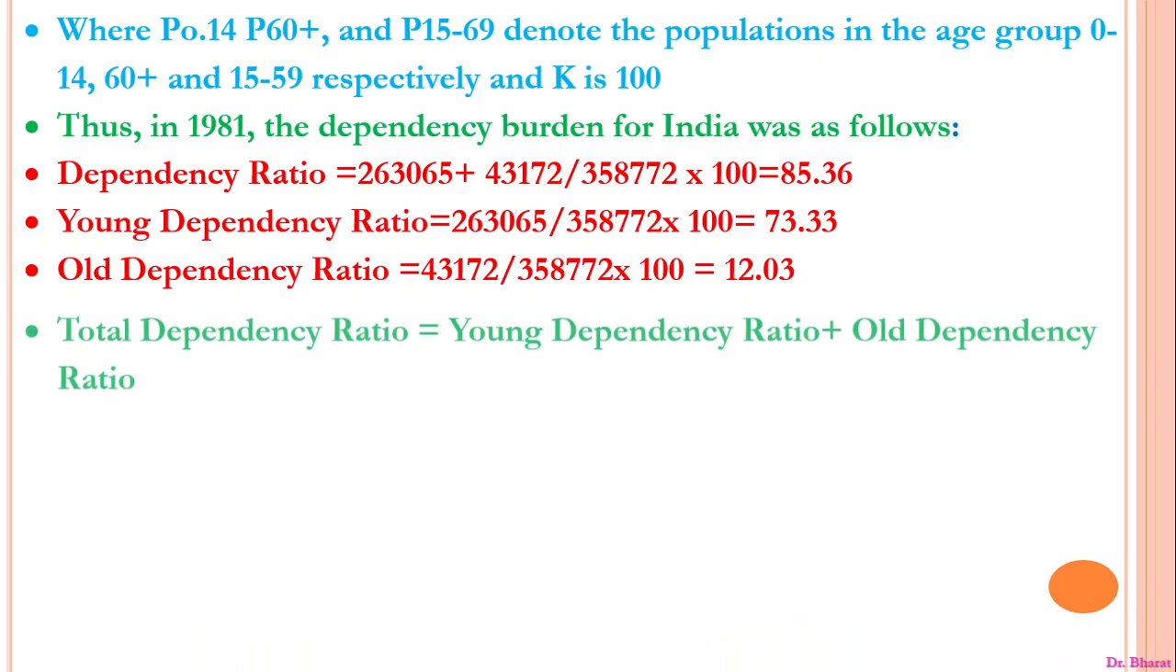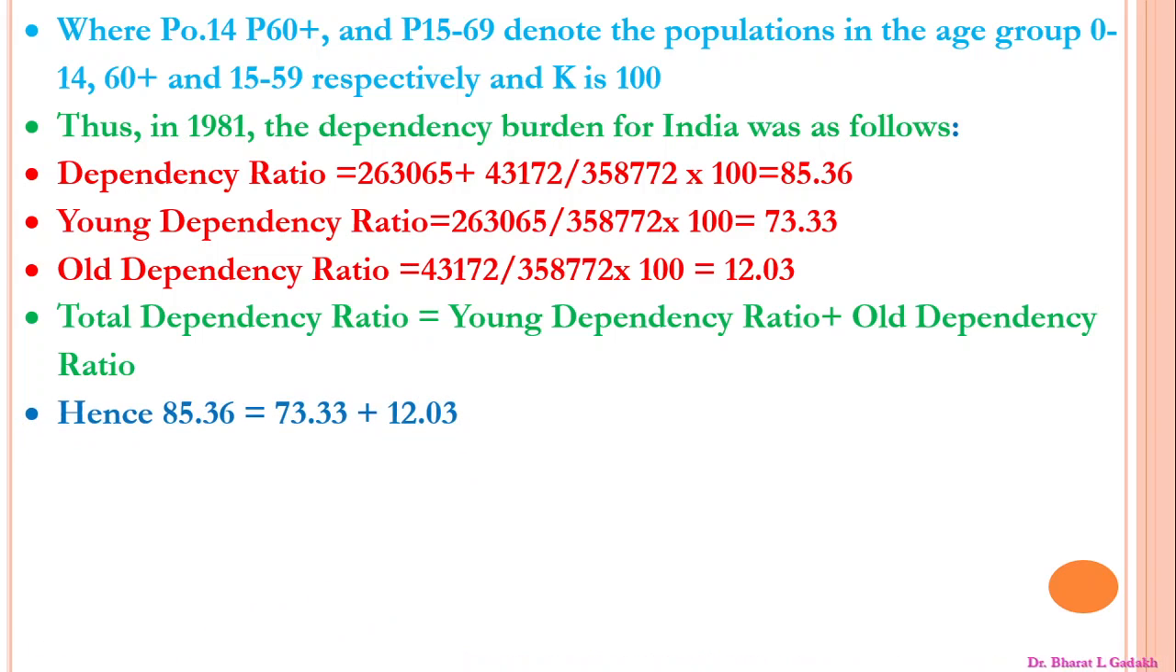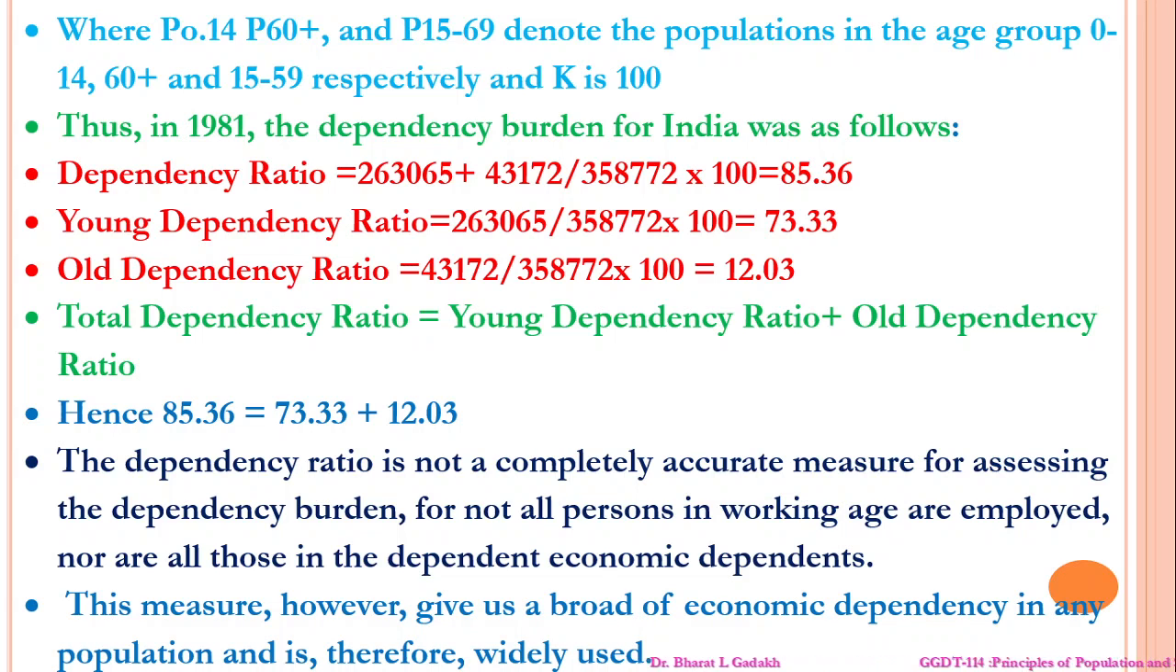The total dependency ratio is the young dependency ratio plus the old dependency ratio, here 73.3 plus 12.3. The dependency ratio is not a completely accurate measure to assess the dependency burden, since not all persons of working age are employed and not all dependents are economic dependents. This is the very simple concept of the dependency ratio. However, these measures give a broad idea of the economic dependency of any population and are therefore widely used.